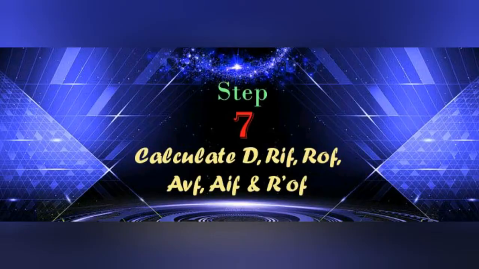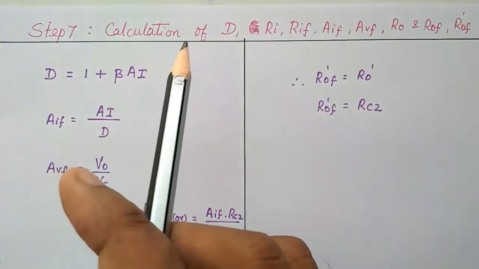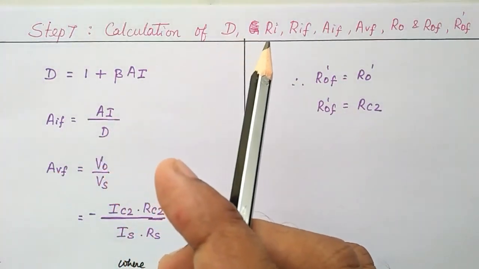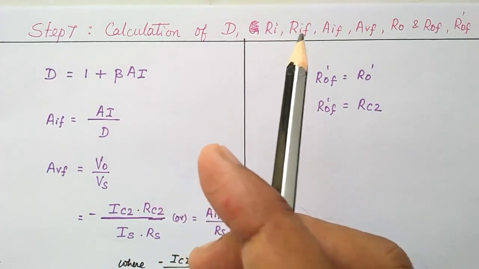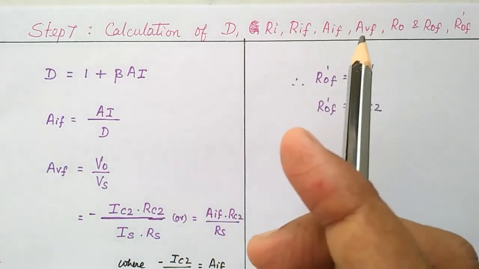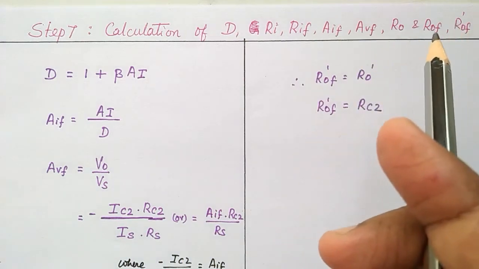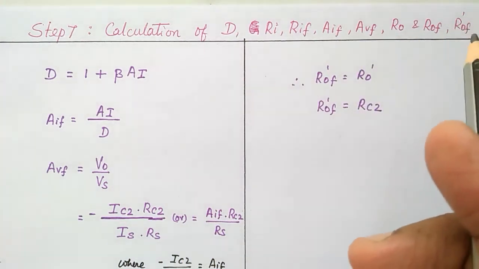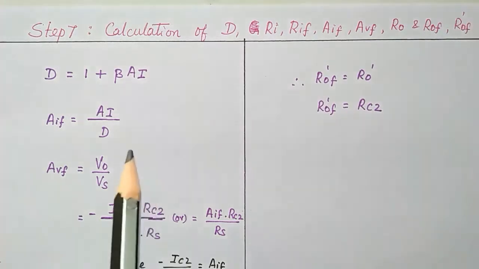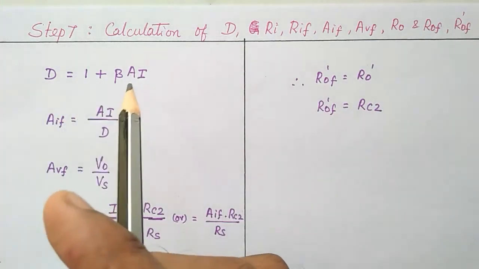Step 7, the final step. Here we calculate the desensitivity factor, input resistance without feedback and with feedback, current gain with feedback, voltage gain with feedback, and output resistance with feedback. Finally, considering the load, we have to find the output resistance with feedback. For that, first we have to find D. D is equal to 1 plus beta into AI.